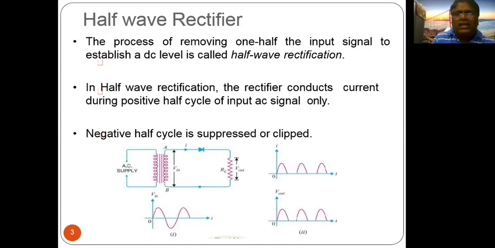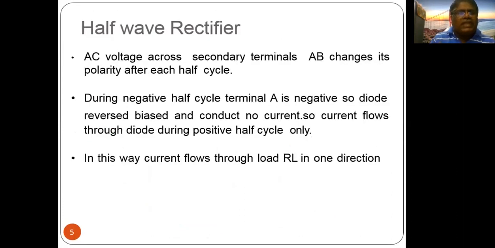Okay, so next, how? The AC voltage across the secondary terminals AB changes polarity after each half cycle. During the positive half cycle, the terminal is positive toward the diode and the other is ground. During the negative half cycle, the polarities change. Here, during the negative half cycle, terminal A is negative, so the diode is reverse biased and conducts no current. That means during the negative half cycle, there is no current.